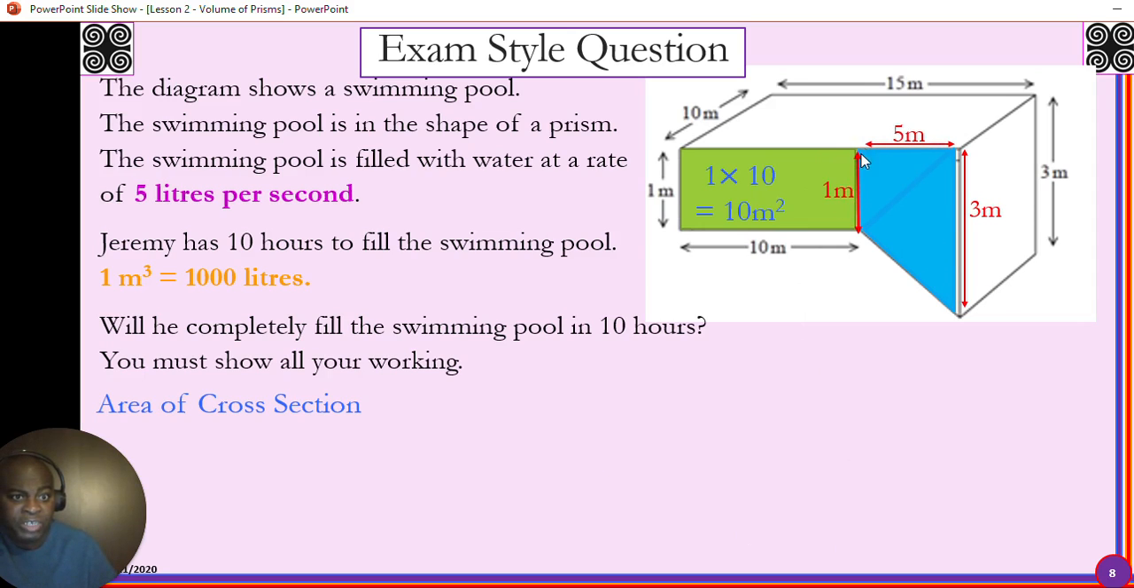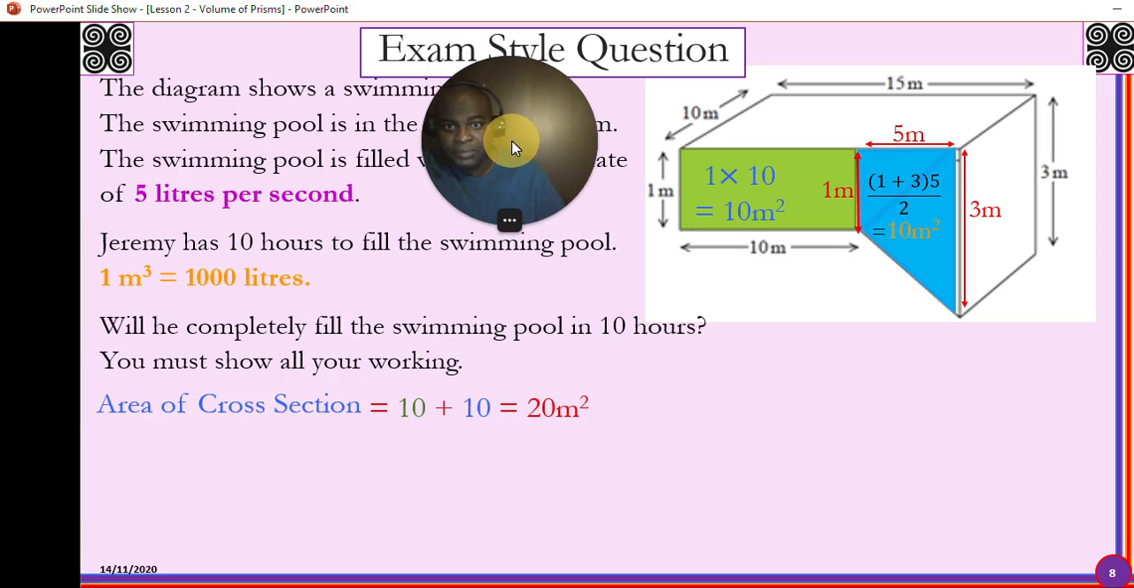So the dimensions are 1 meter on this side, 3 meters, as you can see, but this side is 5 meters because 15 minus 10 gives me that. So the area of the trapezium using (a plus b) times height divided by 2 also gives us 10 meters squared. So total cross section is equal to 20 meters squared.